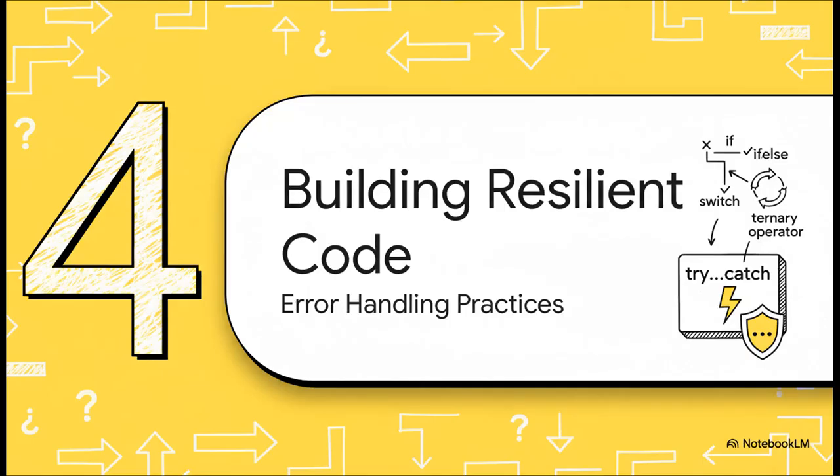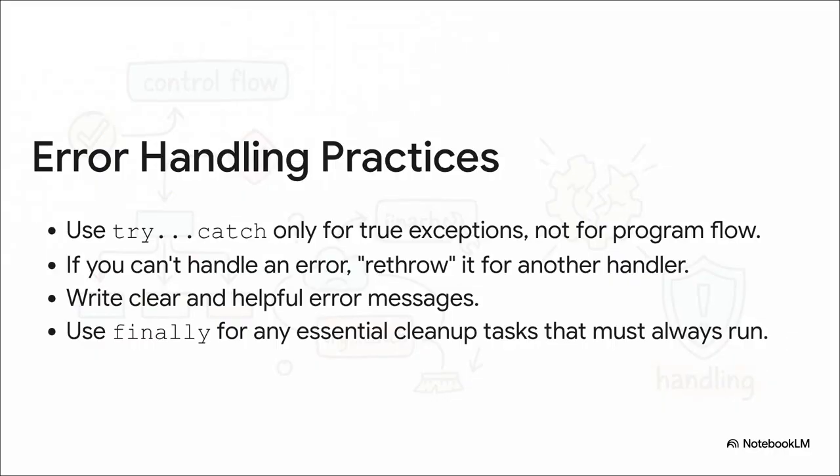So, we have the tools, now let's put it all together and talk about the core principles of writing professional, stable code that can handle pretty much anything you throw at it. Okay, here are the key takeaways. First, use try-catch for genuine, unexpected emergencies, not as a weird replacement for a simple if-else check. Second, if you catch an error but don't know how to handle it right there, it's best to log it or even rethrow it so something higher up can deal with it. Third, please, for the sake of your future self, write clear, helpful error messages. And finally, reserve that finally block for essential cleanup you need to guarantee happens every single time.